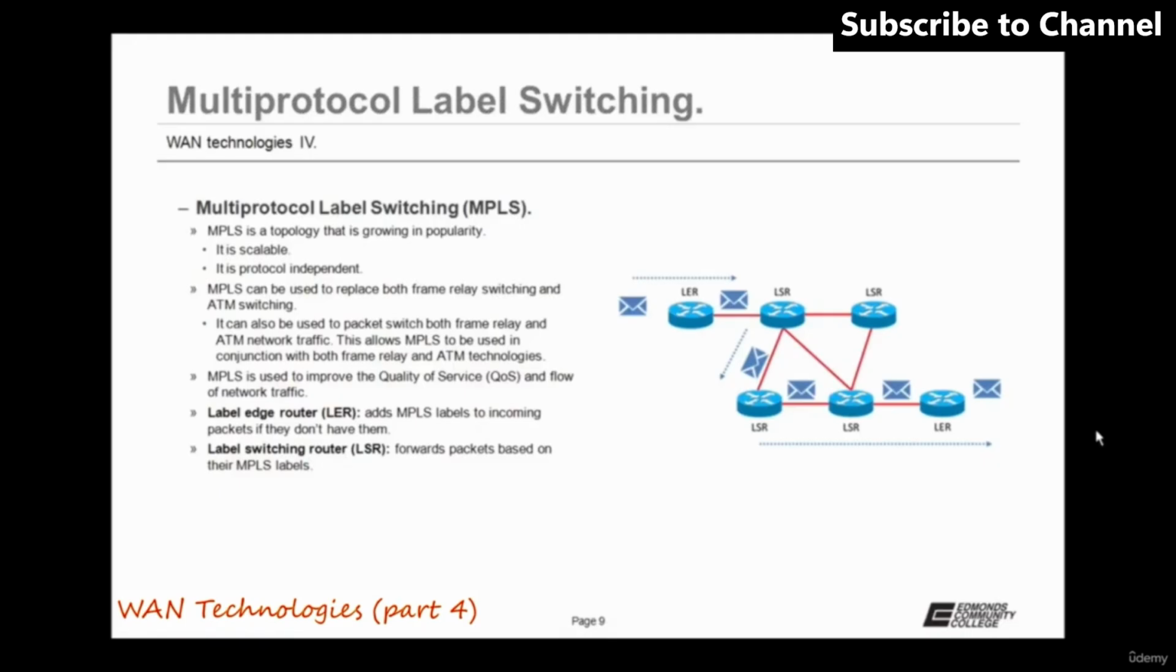It uses a label edge router to add MPLS labels to incoming packets if they don't have them. The label edge router then passes those packets onto a label switching router or LSR router. The LSR forwards those packets based on their MPLS labels to their final destination.